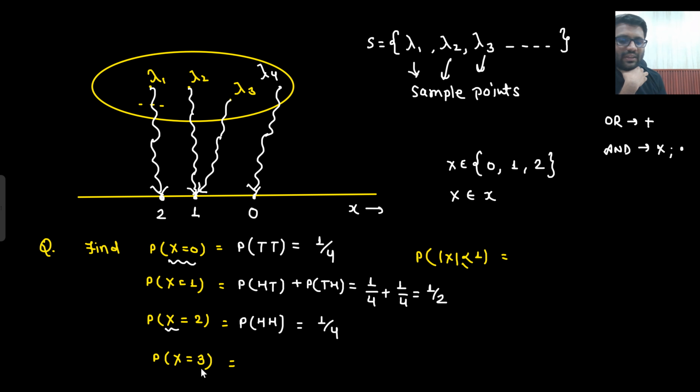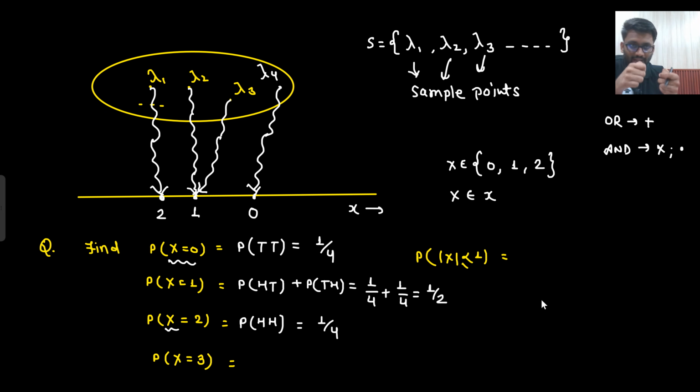Now P(x equals 3). What is the meaning of this? When you toss two coins, what is the meaning of P(x equals 3)? What is the probability of random variable x taking the value equal to 3? What does that mean? When you toss two coins simultaneously, what is the probability that the number of heads should be equal to 3?